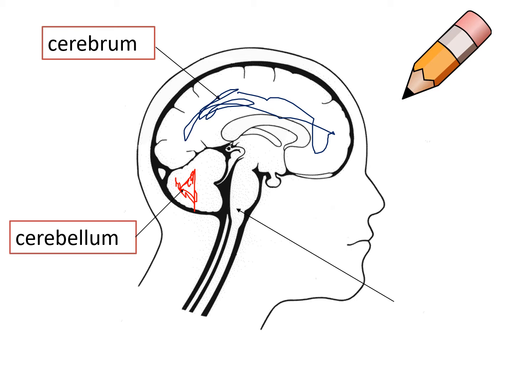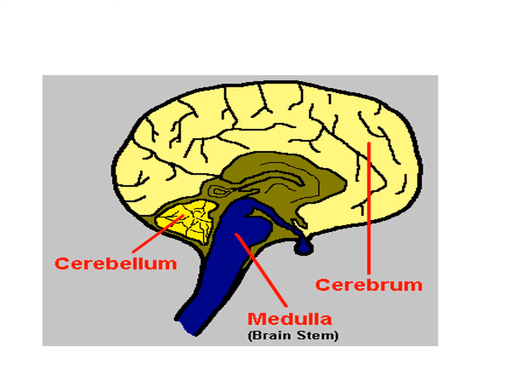And then the last part that we need to be able to label is the medulla, which is basically the stem of the brain which holds everything up. So you now need to be able to print that off and label it, and you can find this diagram in activities and consumables. Here is another diagram of the brain.